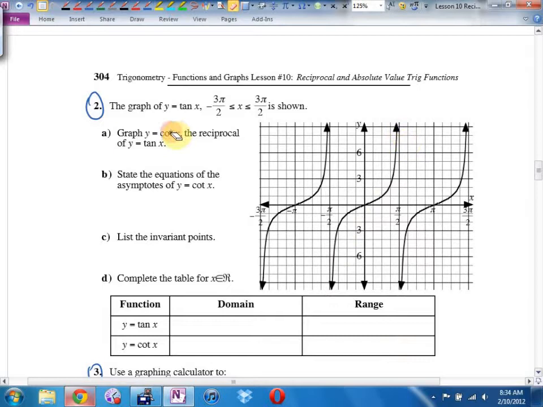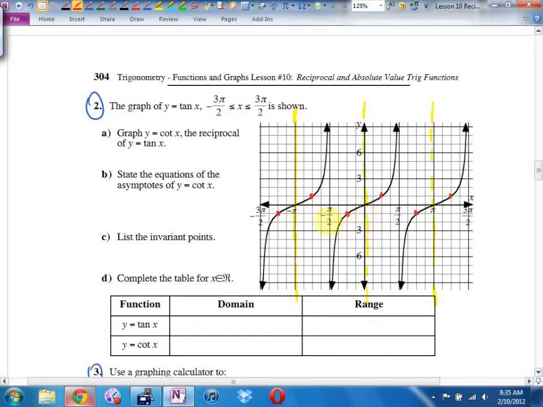It says graph cotangent. Cotangent is the reciprocal. So if I'm going to graph cotangent, first thing is this: anywhere 0 high is going to have an asymptote right there, right there, right there. How else did we graph reciprocals? What was our second step? Invariant points. What are the invariant points for any reciprocal function? Anywhere 1 and negative 1 high. Here's 1 high, that's going to stay, that's going to stay. Here's negative 1 high, that's going to stay. Which, by the way, answers part C when you list the invariant points.